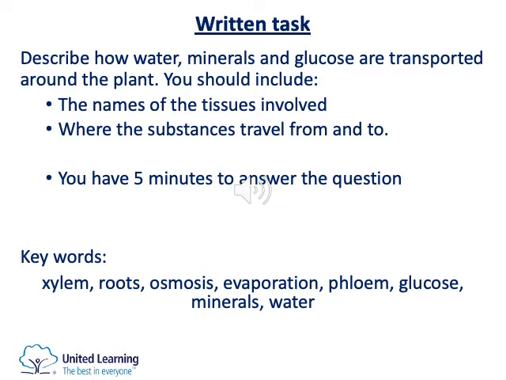Time for you to do a written task. You have 5 minutes to answer this question, and the task is, describe how water, minerals and glucose are transported around the plant. In your answer, you must include the names of the tissues involved, i.e. the tubes, and where the substances travel from and to. You may use the keywords xylem, roots, osmosis, evaporation, phloem, glucose, minerals and water. Now pause the video and do this task.